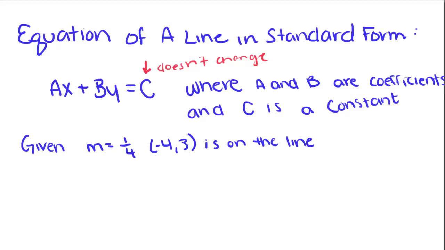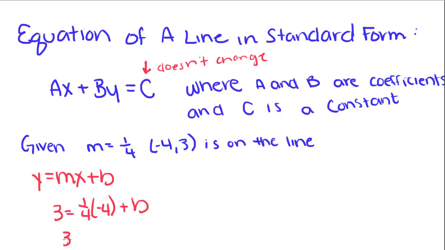So we're going to use our slope-intercept form to help us. So y equals mx plus b. So if we plug this in, we're going to solve for b at the same time. So 3 is equal to 1/4 times negative 4 plus b. 3 is equal to, 1/4 times negative 4 gives you negative 1, plus b. If you add the 1 over, you get b equals 4. So y equals 1/4 x plus 4.